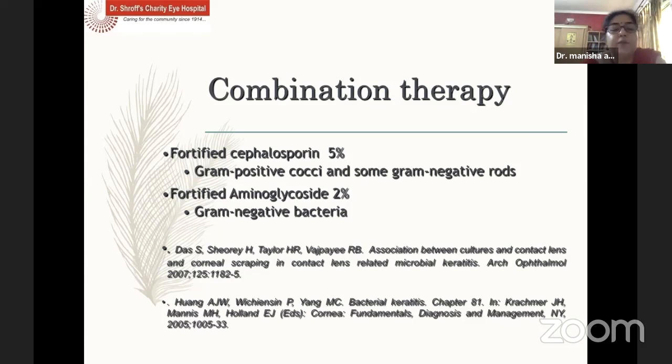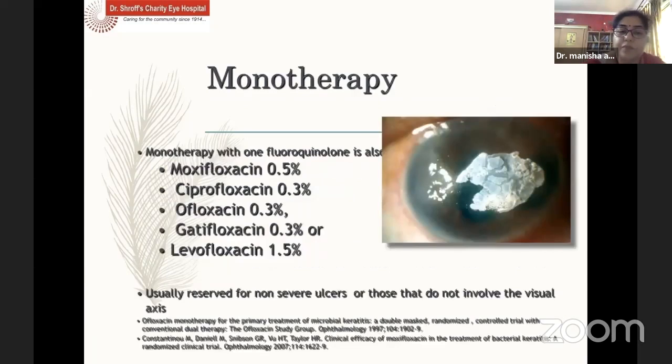Along with that, a fortified aminoglycoside. In routine cases, I just give fortified tobramycin, but when I suspect Nocardia or any atypical organism, fortified amikacin does well.